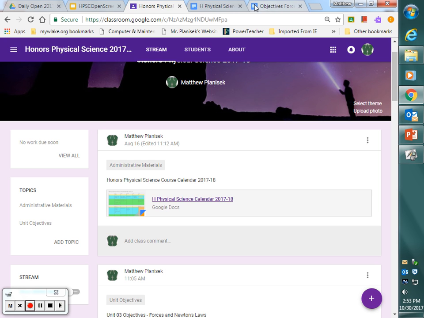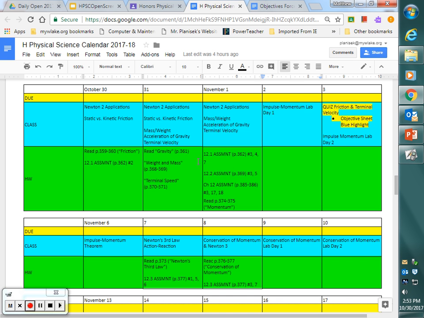Real quick, I rearranged the calendar to accurately reflect what we're doing in class. See here, Monday, the friction is up there. There is some reading from the book and one problem that will help you understand what we're doing a little more. We'll get into gravity and terminal velocity tomorrow.